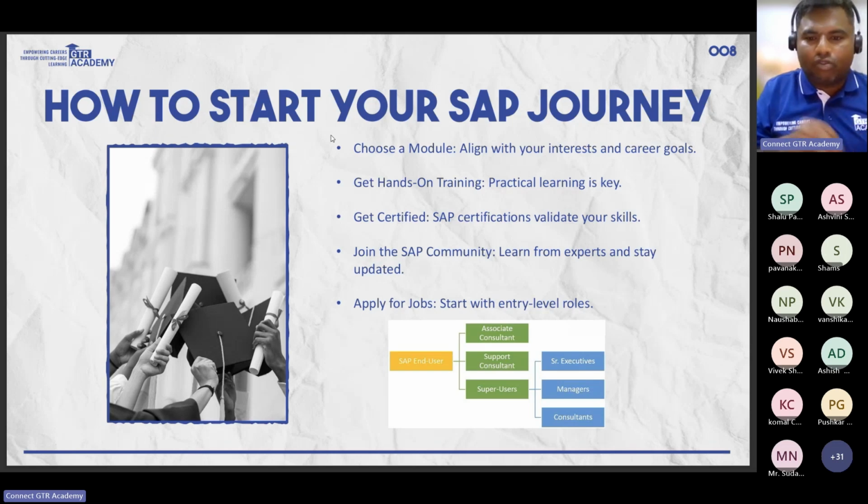But our training is not focused on end users. Our training is focused on the consultant level. So once you get out of the GTR, you are going to end up in consulting roles: associate consultant, support consultant, and then a senior level consultant. And as the career goes, as time goes, you acquire the required skills in SAP and also the business aspect, and you are going to become a manager. So that is the career graph from the SAP point of view.